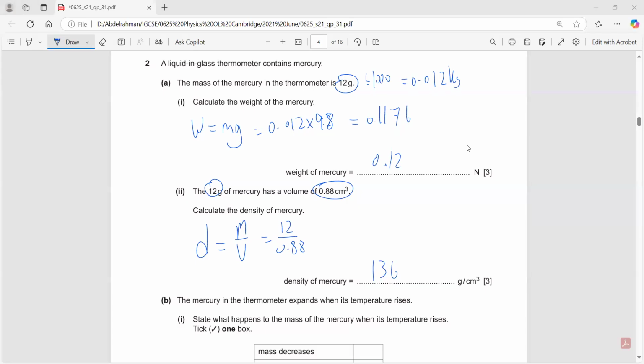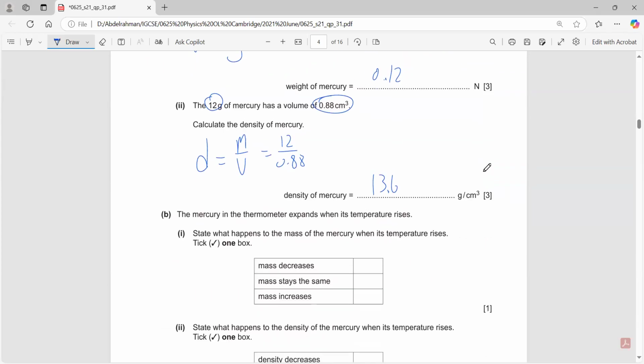Did I write it wrong? I'm sorry, I added an extra zero. It's actually 13.6 grams per centimeter cubed. I was like, 136, that's too much, something's wrong. When I checked my calculator, I had added an extra zero. So it's actually 13.6 grams per centimeter cubed.